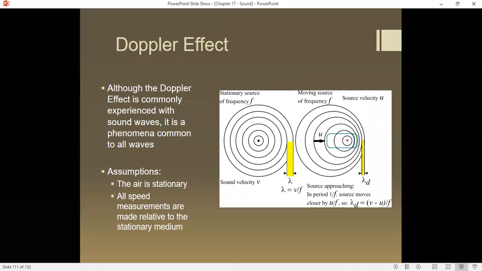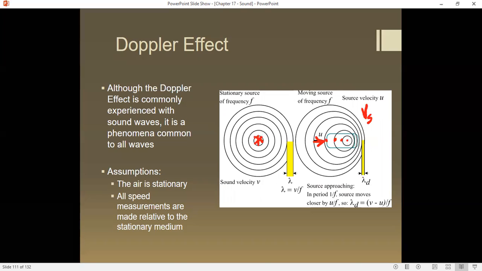We can see how this happens. Imagine that we have a source of sound, okay? Located right here. If it's not moving, all the wavefronts are spaced out equally. However, once it starts moving, okay, it says source velocity is u. We're going to call this Vs. What happens is each point at which it gave off a wavefront is going to be different, okay?